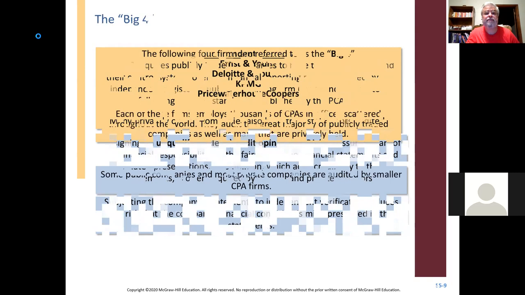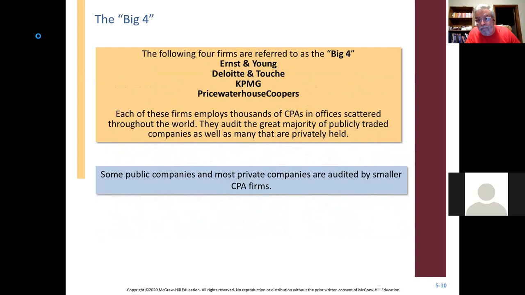And today, we have what's called the Big Four. At Temple University, it was the Big Eight. It ultimately became the Big Six. It's now the Big Four. And these are the four accounting firms that are global. Besides audit, they're involved in consulting and tax work.